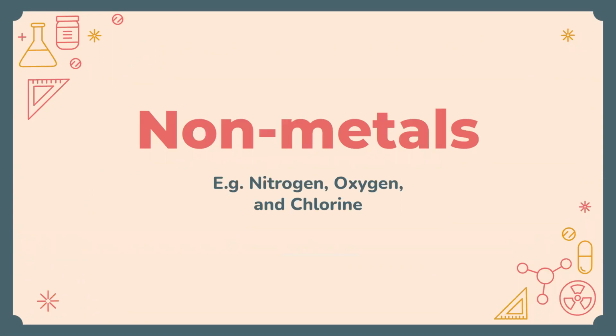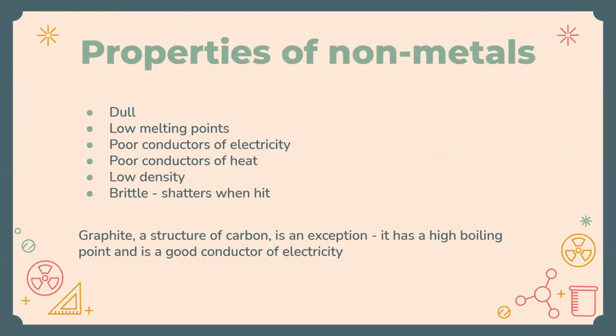Next, nonmetals. These include elements such as nitrogen, oxygen, and chlorine. The properties of nonmetals are essentially the opposite to metals. They're dull, have low melting points, and poor conductivity. They also have low densities and they're brittle. Graphite is the exception here. It's a structure of carbon with a high boiling point and is a good conductor of electricity due to having delocalized electrons.